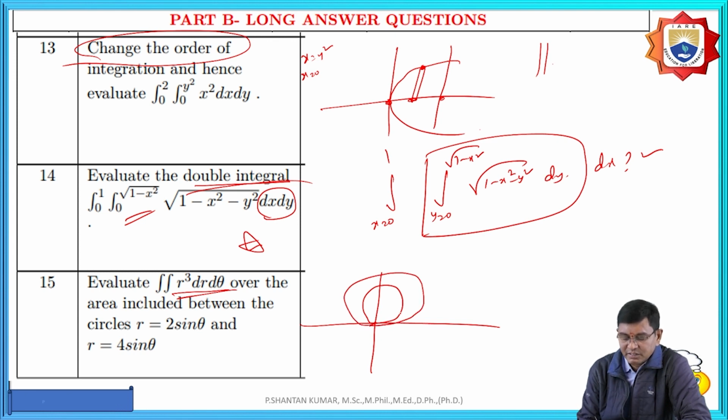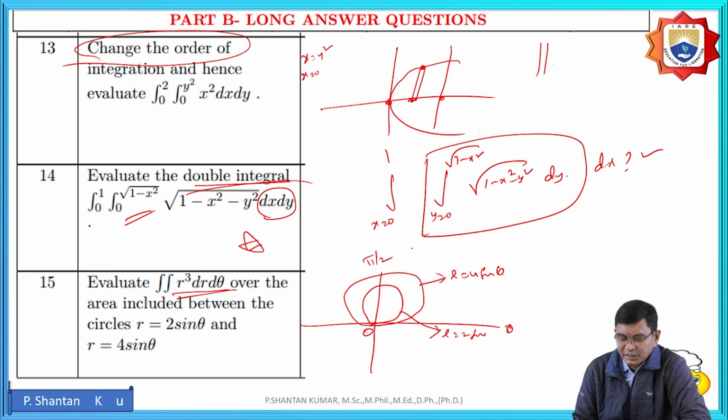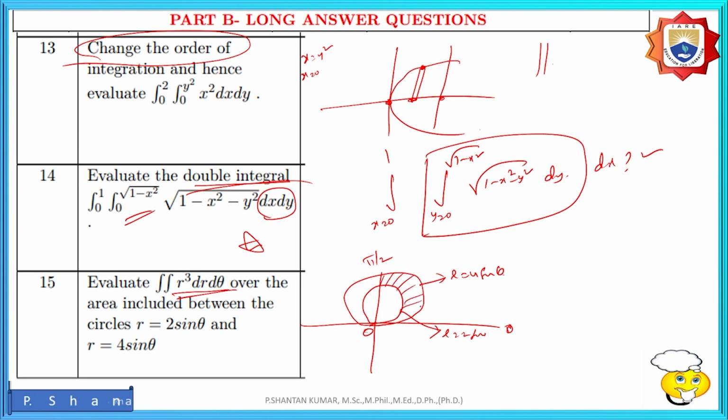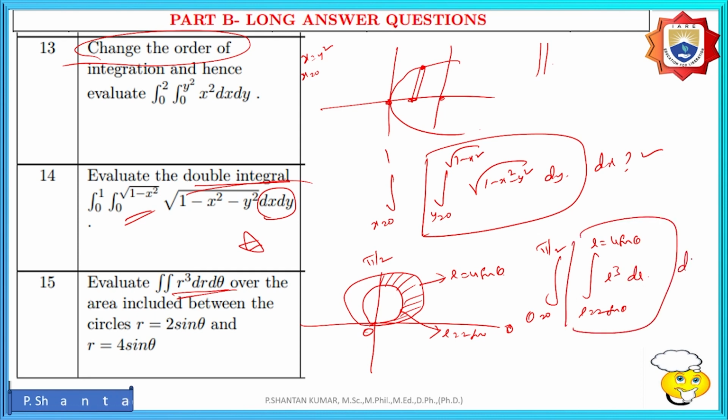That means the first one is r is equal to 2 sin theta, and the next one is r is equal to 4 sin theta, and theta from 0 to pi by 2 is the condition. Therefore if we take it, it is covering only this structure, that is r is equal to 2 sin theta. The upper curve is r is equal to 4 sin theta, and theta is 0 to pi by 2, and the integrand is r cube dr, and after that we need to do d theta, then find the solution.